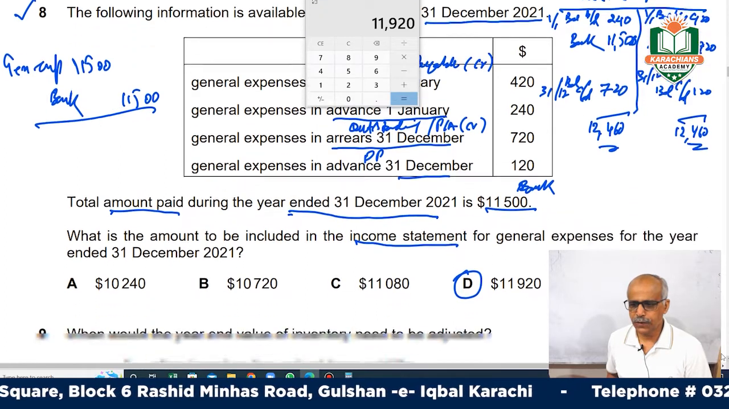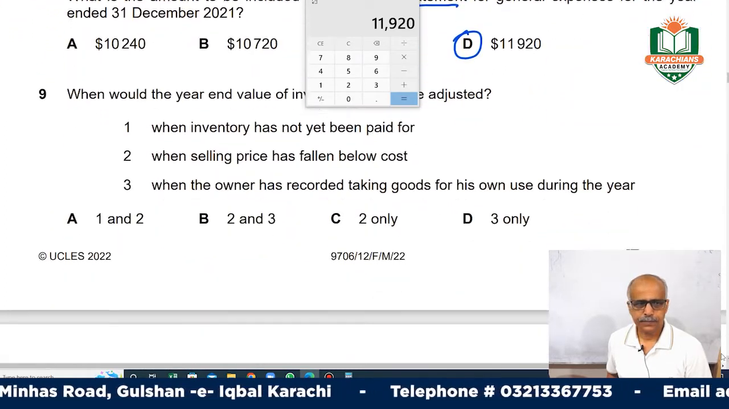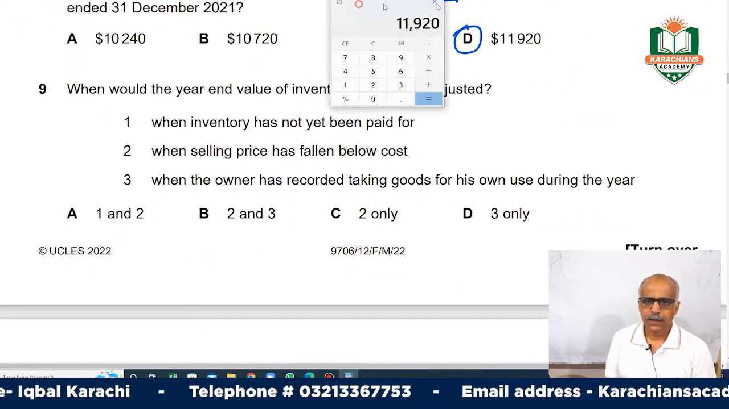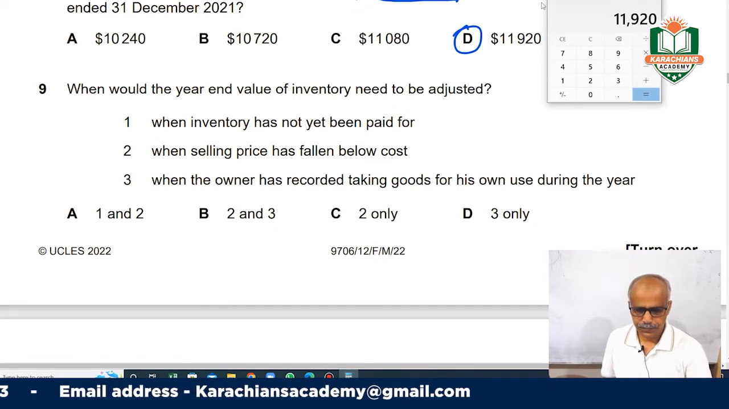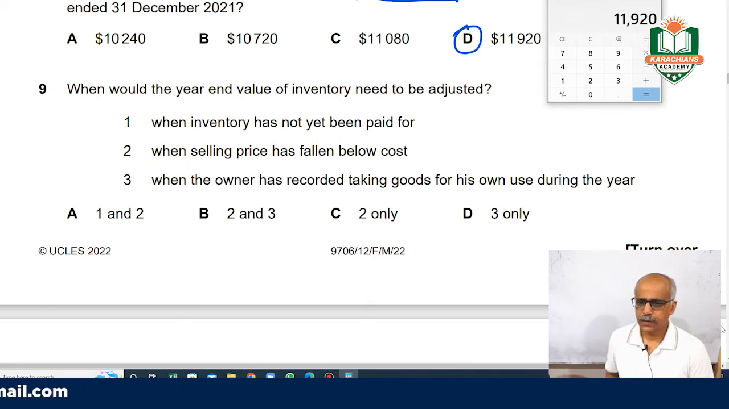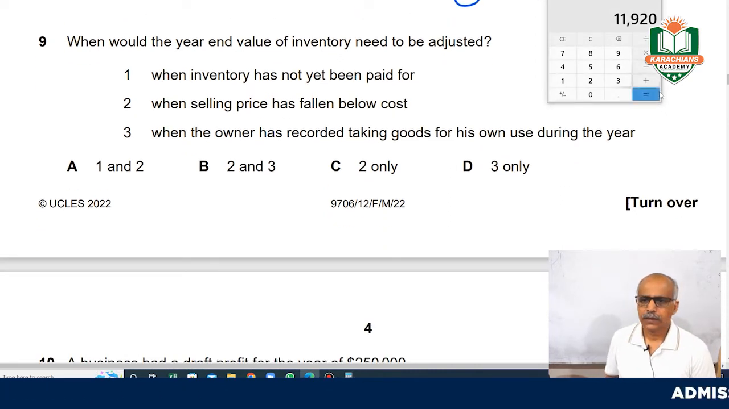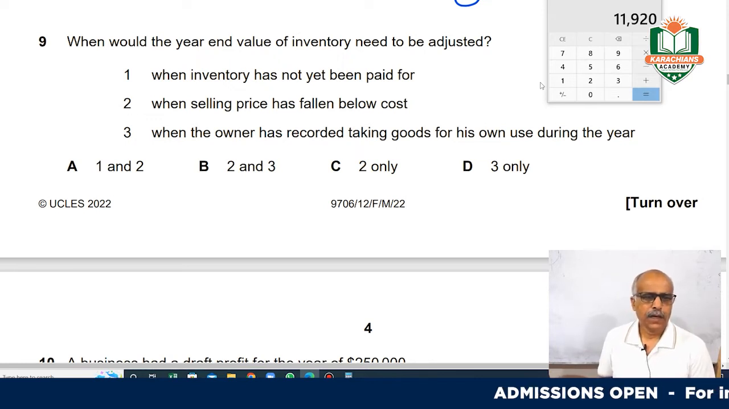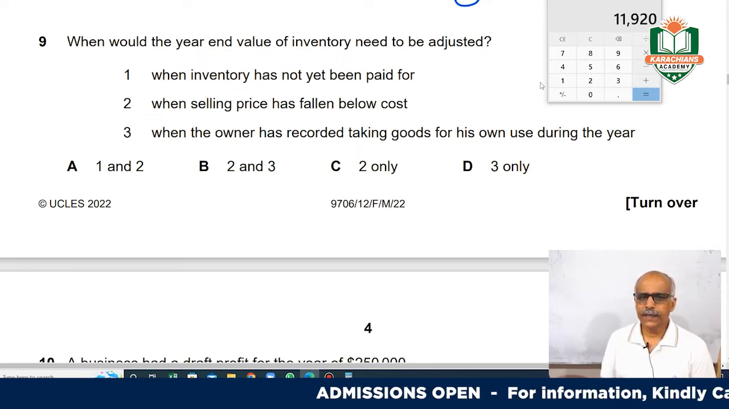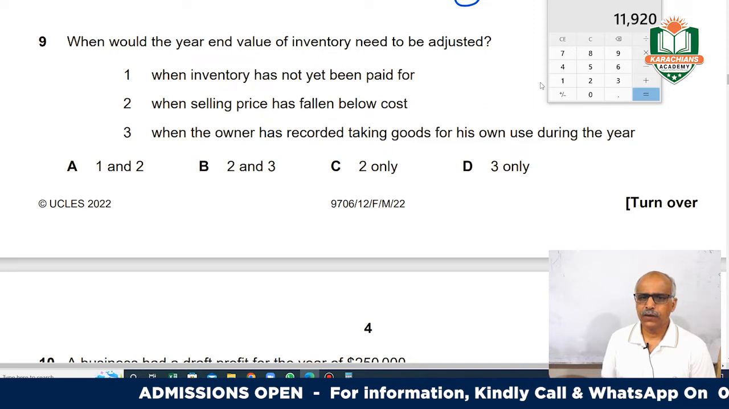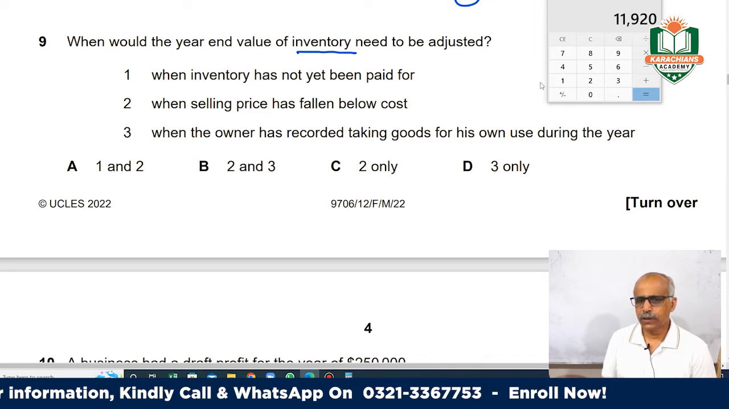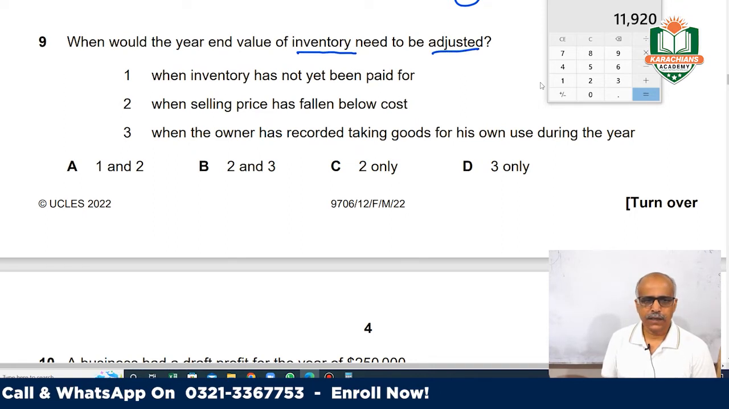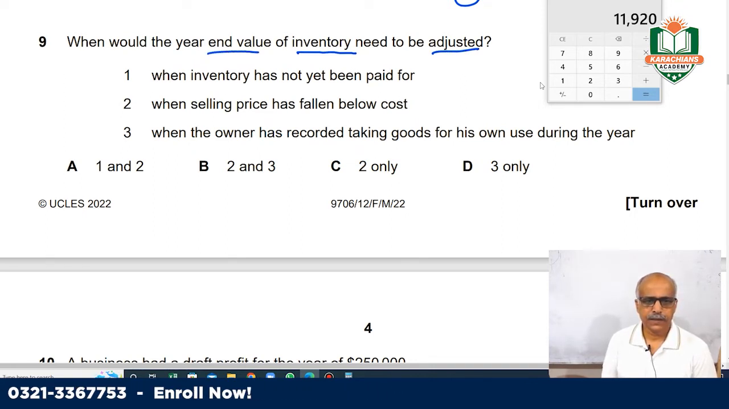Move on to question number 9. What does question number 9 say? When would the year-end value of inventory need to be adjusted? He is talking about the inventory and its adjustment at year-end.